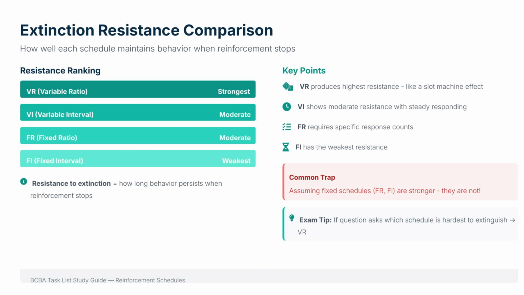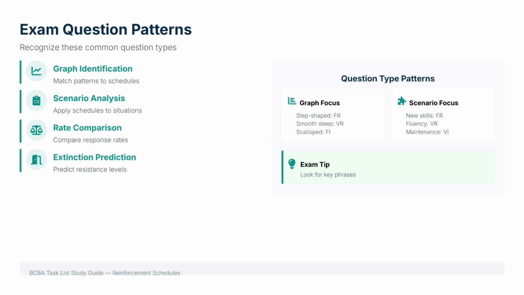Next, let's examine how these schedules appear in test questions. Most schedule questions fall into 4 types: graph identification, scenario analysis, response rate comparison, extinction prediction. Look for pattern cues. Step-shaped equals FR, smooth and steep equals VR, scalloped equals FI. Use structure and logic rather than memorization.